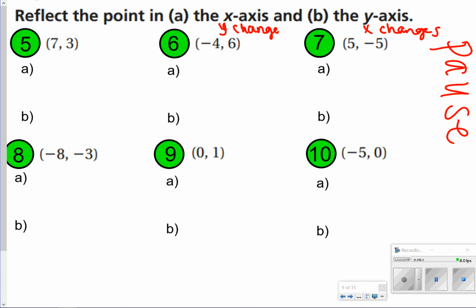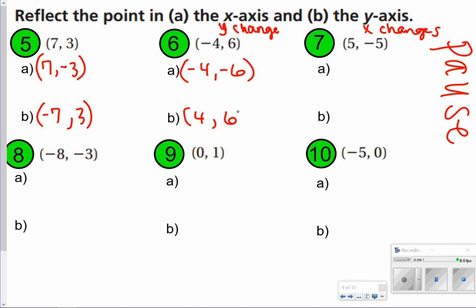Okay, so letter A, we're reflecting across the x-axis. That means the 3 would change, so your answer would be 7, -3. Reflecting across the y-axis, the x would change, so that -7 would be our answer, -7, +3. For number 6, when we reflect across the x-axis, the y will change, so that one would be -4, -6. When we reflect across the y-axis, the x would change, so +4, +6.